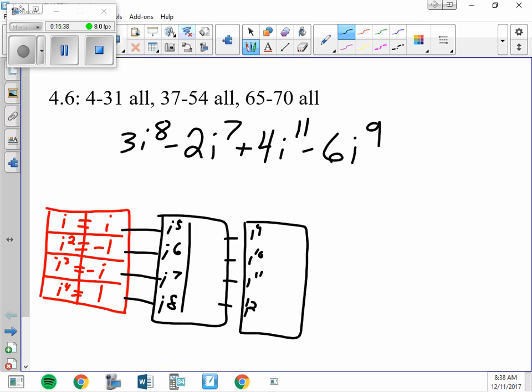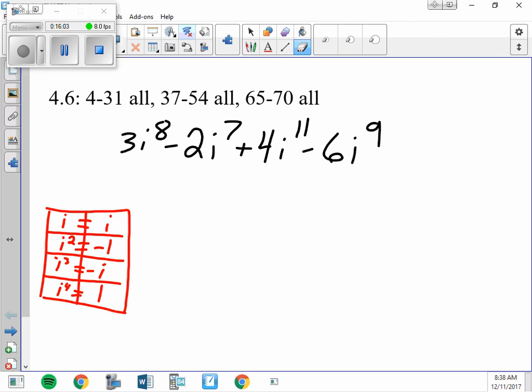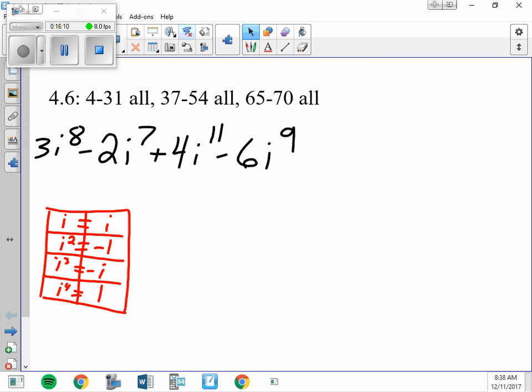And then we can change the numbers we're looking at into that first chart. Does everybody see the pattern? It repeats every fourth one. It's going to be i, negative 1, negative i, 1. And then the next chart will be i, negative 1, negative i, and so on. So what we do, instead of memorizing a whole bunch of items, we just use this chart and we just adapt the numbers we have into something smaller.